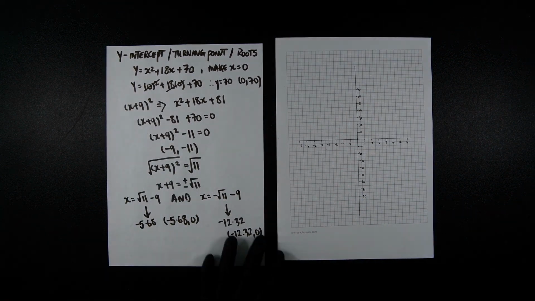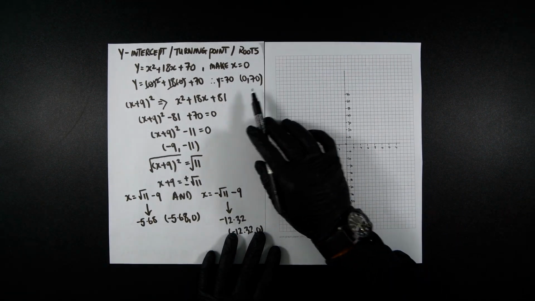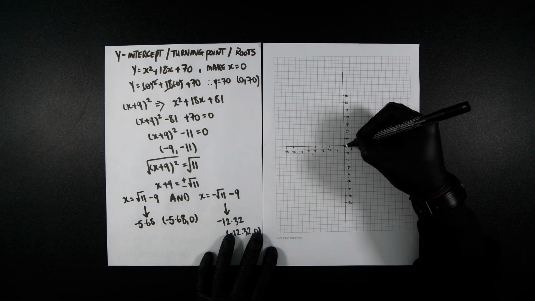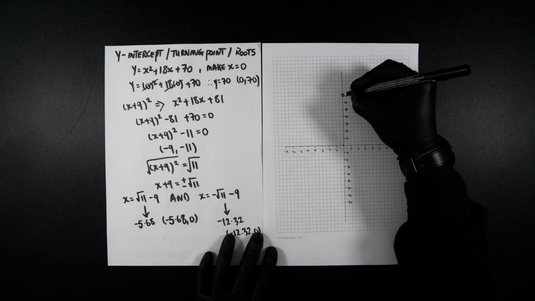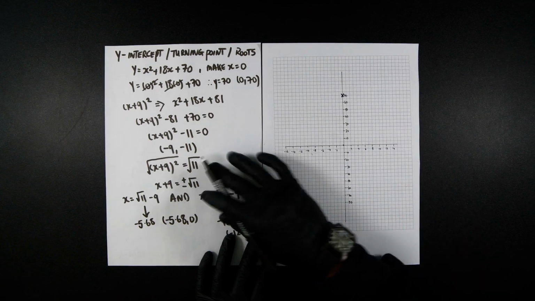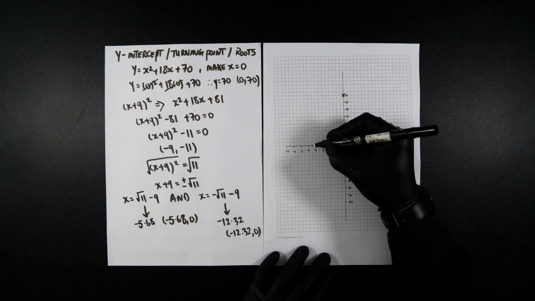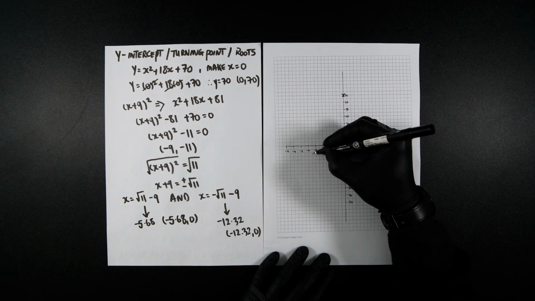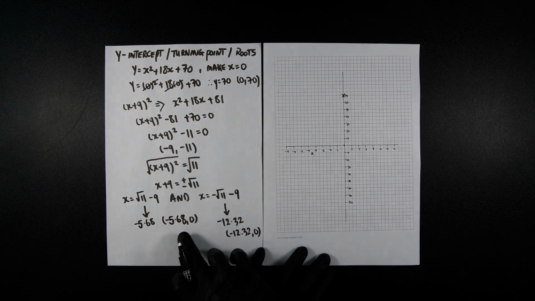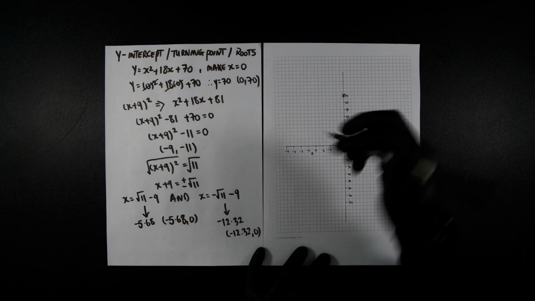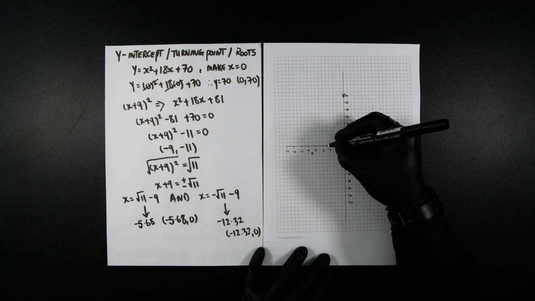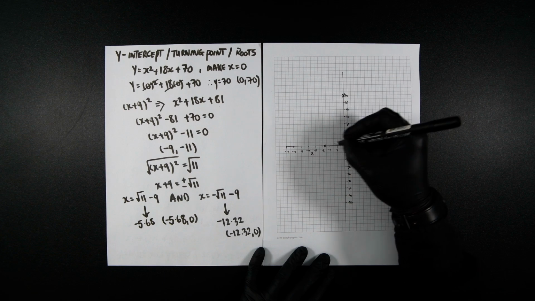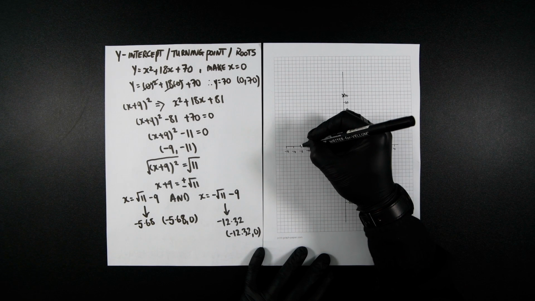Now that we're ready to start drawing the graph, let's first take 0 and 70. So that would be here all the way up to here. Let's do the turning point. So it'll be minus 9, which is about here, and then it's minus 11, so it's about here. Then we have 2 roots, minus 5.68, which is about here, and then we have minus 12.32, so if that's 13, that's going to be about 12.32.